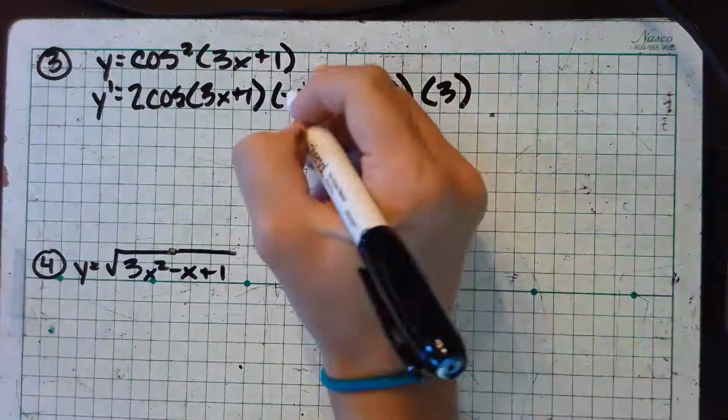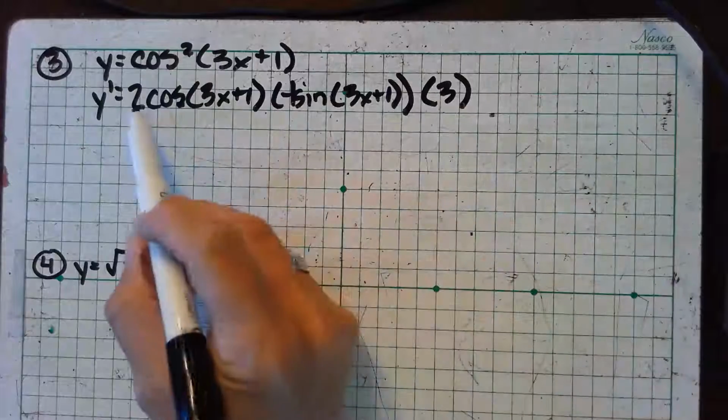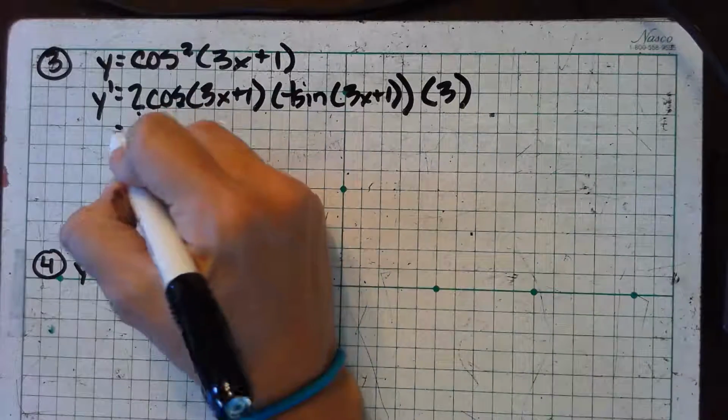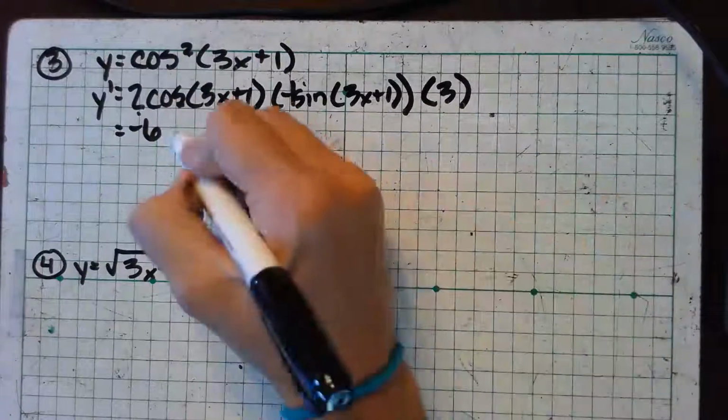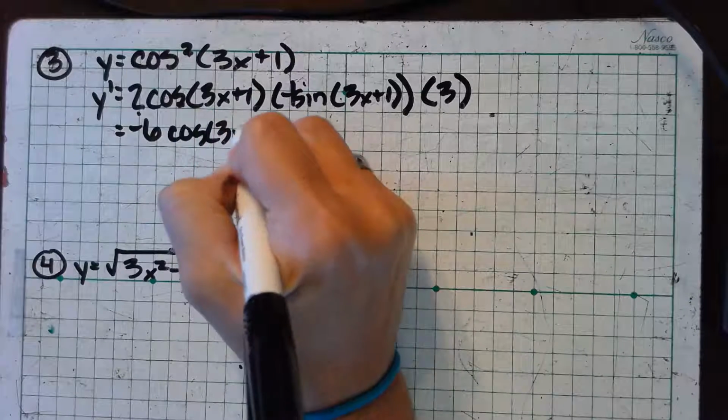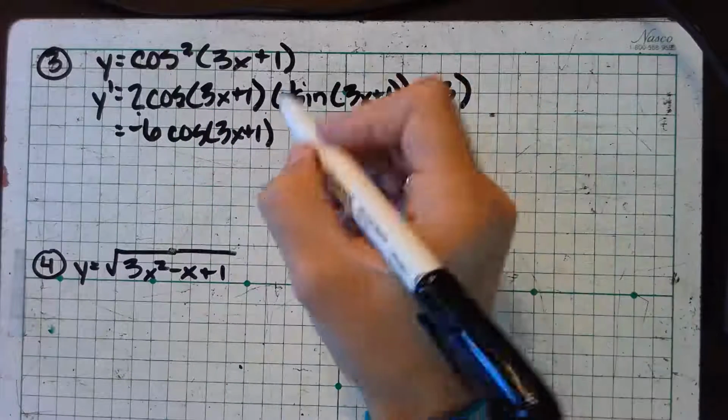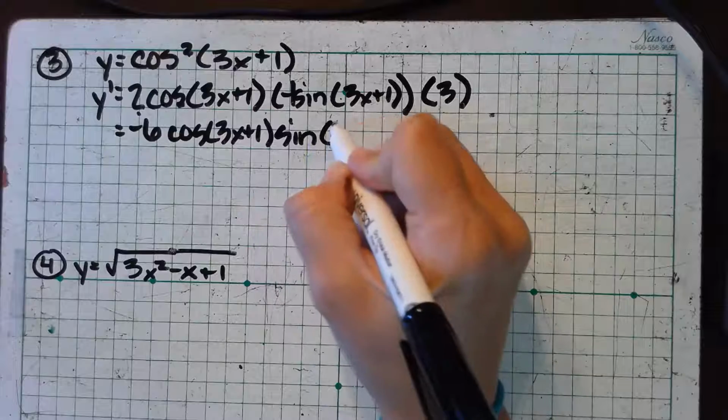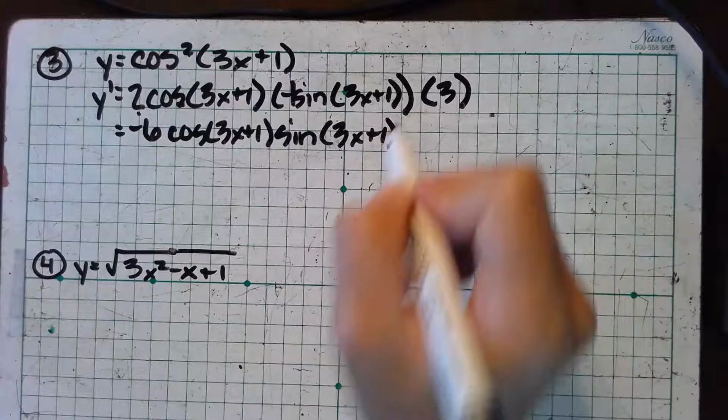So now to clean it up, be careful, there's a negative 1 right there. I can say 2 times negative 1 times 3 is negative 6. And I have the cosine of 3x plus 1, and then I have the sine of 3x plus 1.